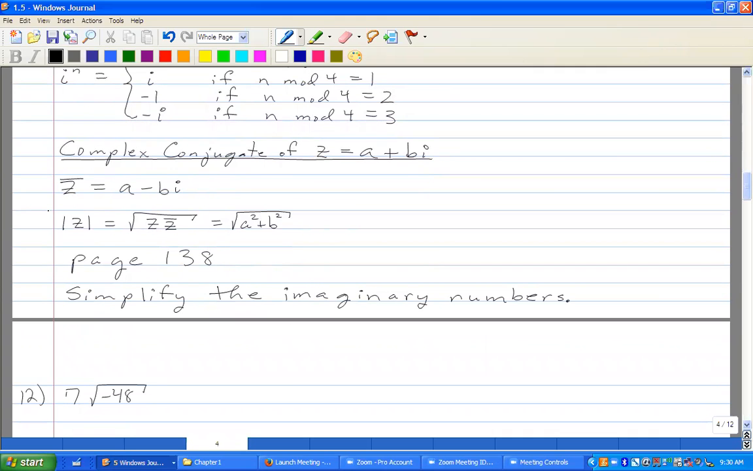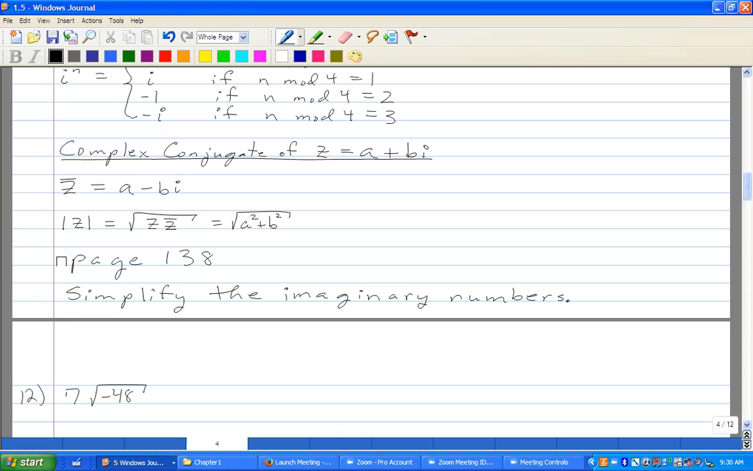The complex conjugate. The complex conjugate of the complex number z equaling a plus bi is just denoted by a bar over the complex number, and it's just the real part minus the imaginary part times i. So it's a minus bi.